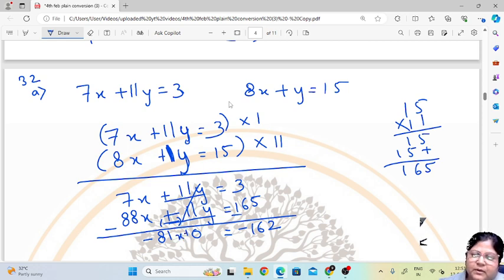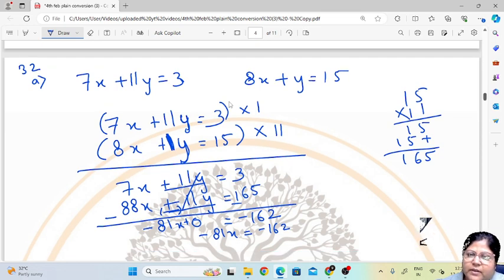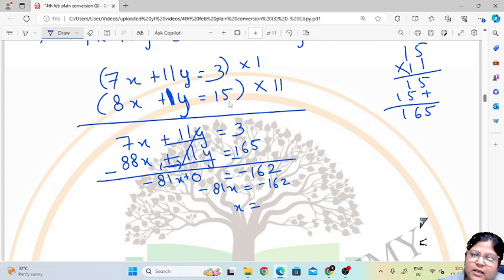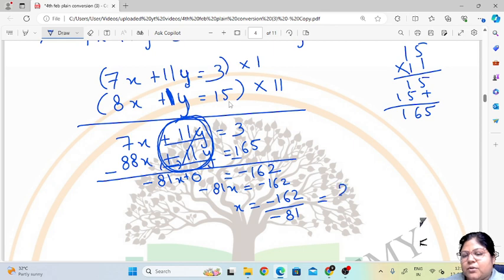Okay. So now minus 81x equals minus 162. When you solve this further, that is why it is called the elimination method. See, this way we eliminated y, the whole y is eliminated. You got only the x value here, that is negative 162 divided by negative 81, which gives you 2. You can multiply and check: 81 into 2 is 162, and the minus signs cancel, so x equals 2. Now you can just substitute the value here.